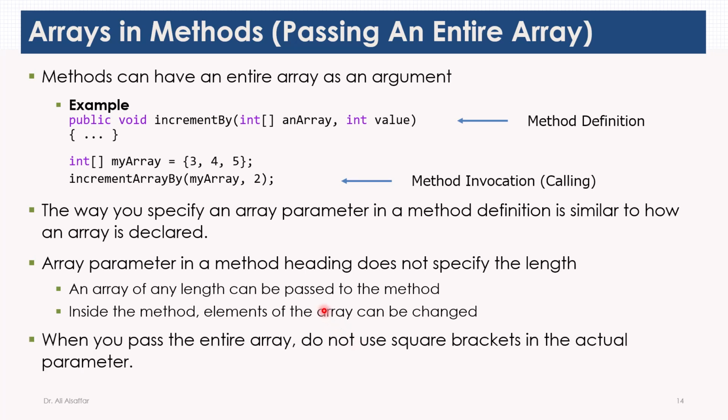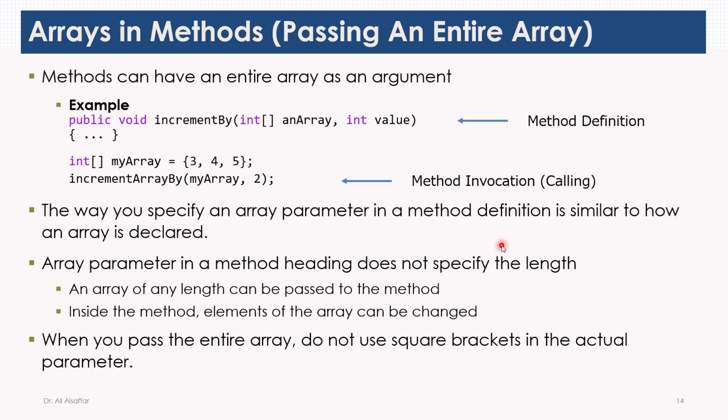Now we come to the other side. The first side was how to define an array when you define a method. Now the other side: how to pass the entire array when you call the method. You pass the entire array by just giving the name of the array, like what we are doing in this example. You do not use square brackets in the actual parameter. Here is the actual parameter, my array, and here is the formal parameter for the method. So simply don't specify square brackets, don't specify the length of the array, just simply the name of the array as an argument.